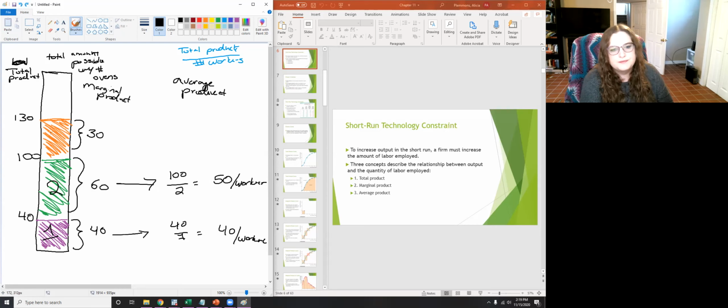All right, let's do one more. So this is our third one. We have 3 workers. When we have 130 cookies divided by 3 workers, this equals about 43. Math.